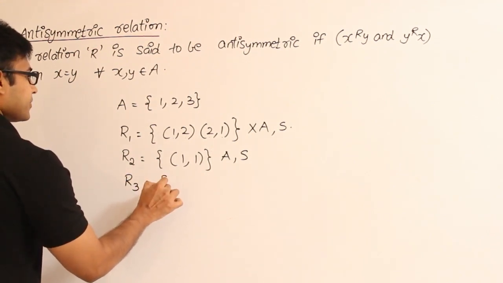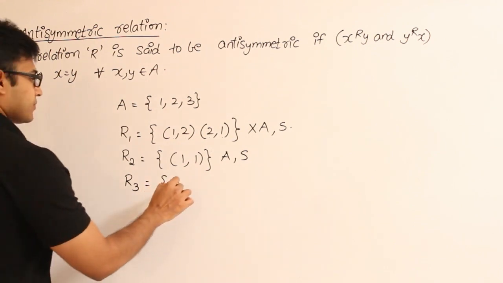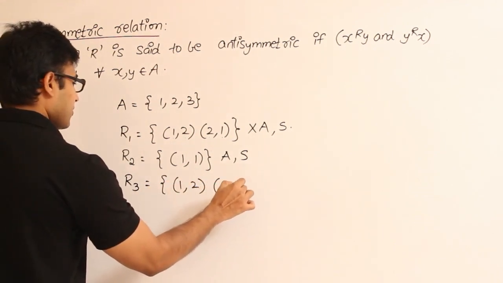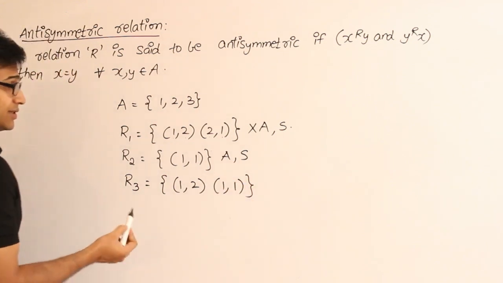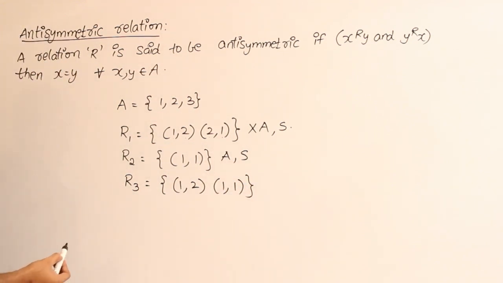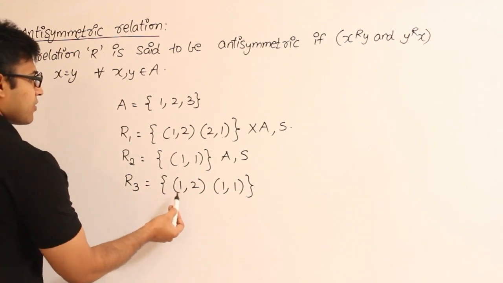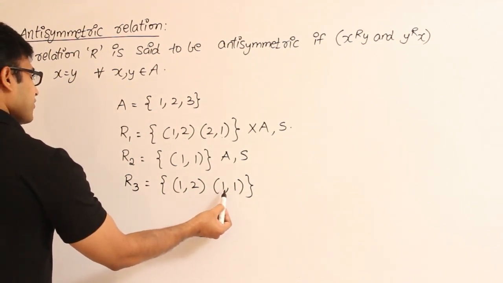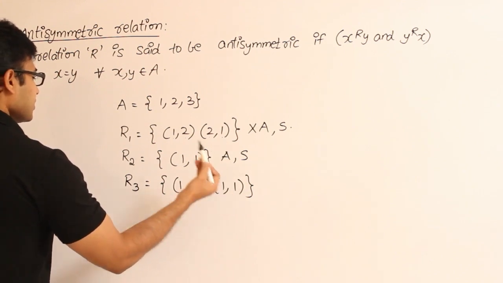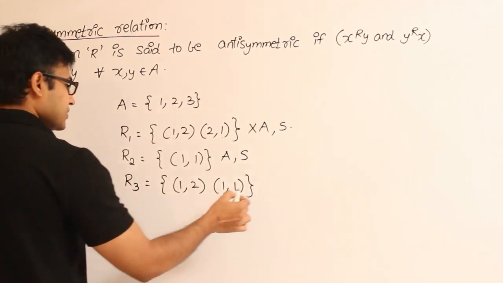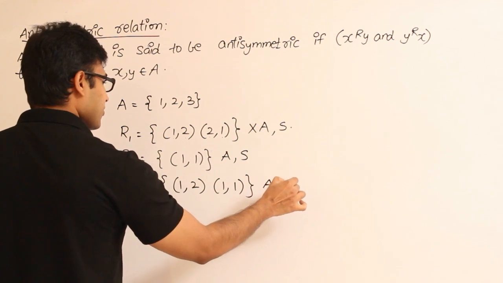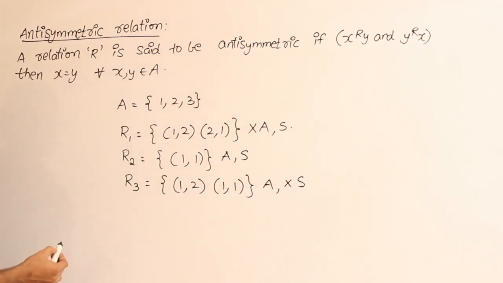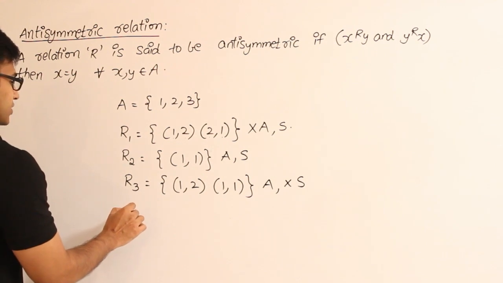R3, let us say, {(1, 2), (1, 1)}. This is antisymmetric because we don't have elements of type x comma y and y comma x. If you have any elements of type x comma y and y comma x, they must be equal, x equals y. So this is definitely antisymmetric but not symmetric. Getting this? Now let us see one more example.